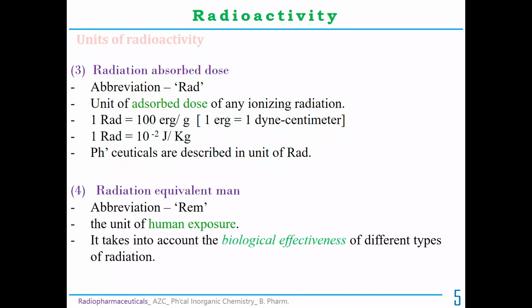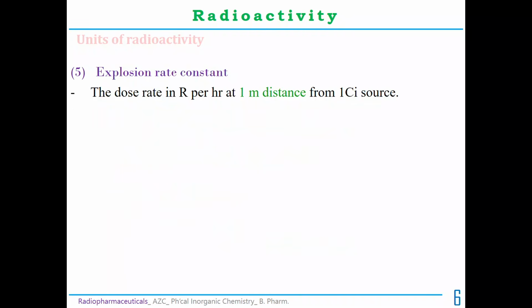The next unit of radioactivity is radiation equivalent man. Abbreviation is REM. It is the unit of human exposure. Takes into account the biological effectiveness of different types of radiation. Exposure rate constant. It is the dose rate in Röntgen per hour at 1 meter distance from 1 Curie source.